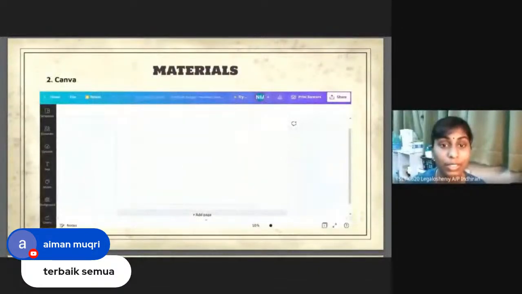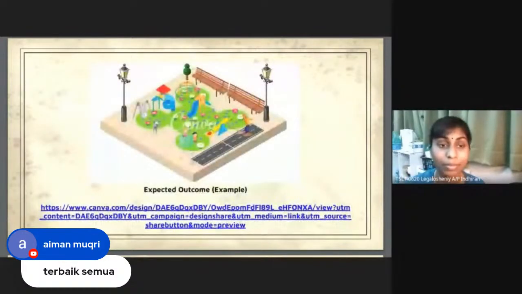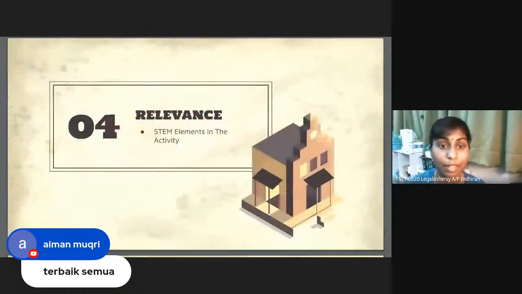Okay, next. So this is the cover page of the Canva application that the students are going to use when they are carrying out the activity. Next. Okay, so this will be the expected outcome that students will be creating later on when they are carrying out the activity. Next. Okay, so next I'll be talking about the relevance of applying STEM elements in the activity.